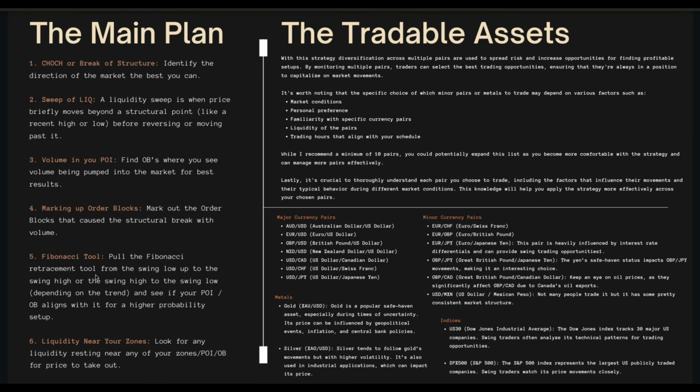Fibonacci tool. Pull the Fibonacci retracement tool from the swing low up to the swing high, or the swing high to the swing low, depending on the trend, obviously. And see if your POI or order block aligns with it for a higher probability setup. Liquidity near your zone. Look for any liquidity resting near any of your zones, POIs, or order blocks for price to take out.